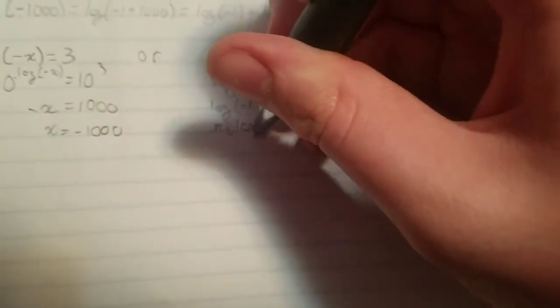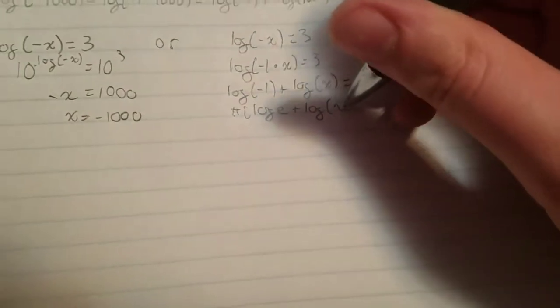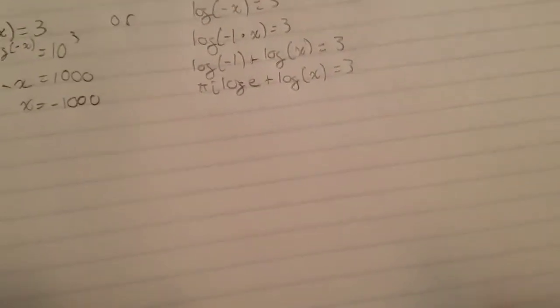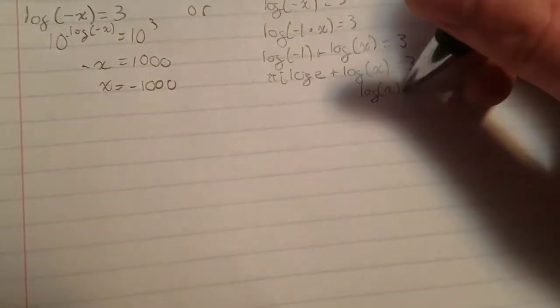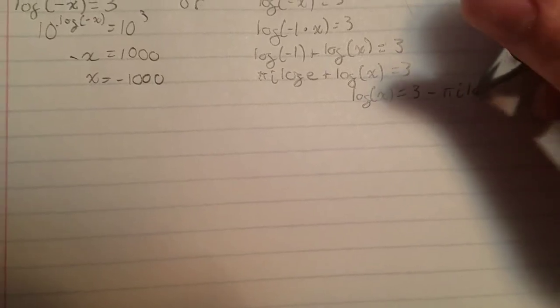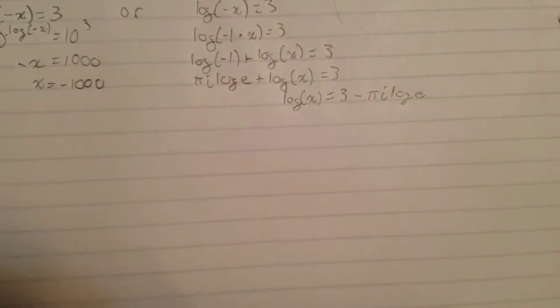What is log of -1? Let's go back here. Log of -1 is pi i log e. Then you have to add your log x. Of course, that's going to be undefinable right now, equal to 3. And we want to get the x on one side and everything else on the other side. So let's keep the x there, keep the 3 there, and let's subtract pi i log e from both sides. And now that is our terrible, beautiful equation.